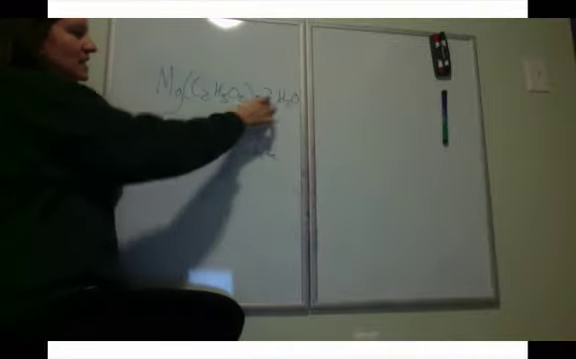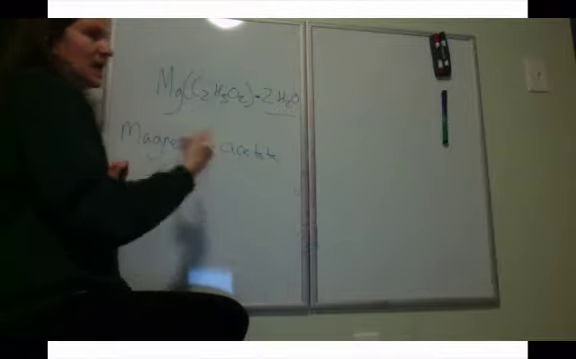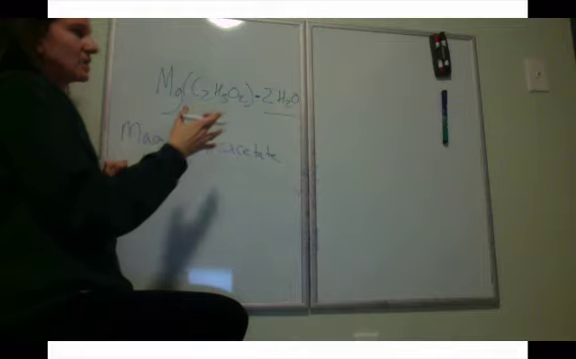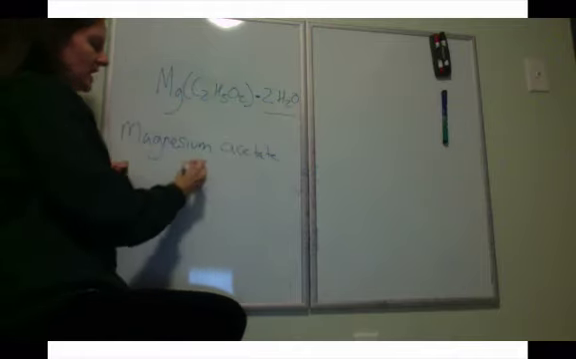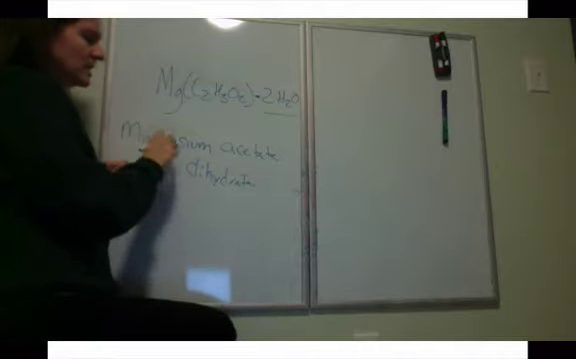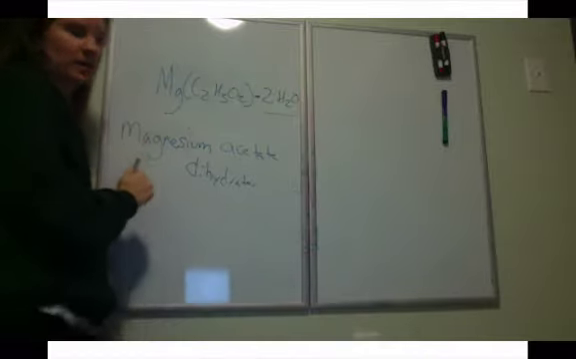Now we're not done because we've got this dot with this extra piece of information. When we see this dot, this is a hydrate. So it's prefix followed by hydrate. So this is 2, so this is dihydrate. So it's magnesium acetate dihydrate is this chemical formula right here.